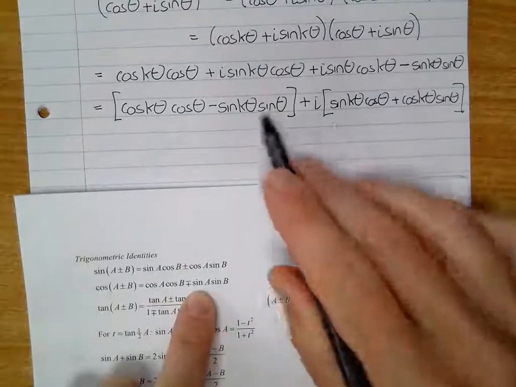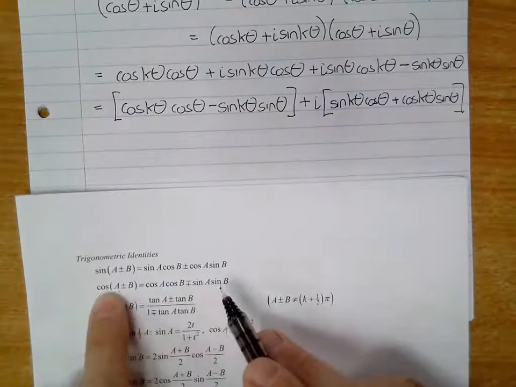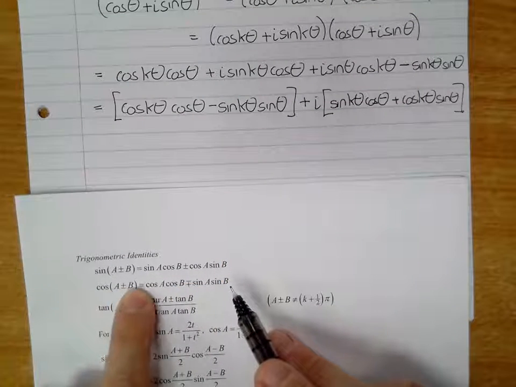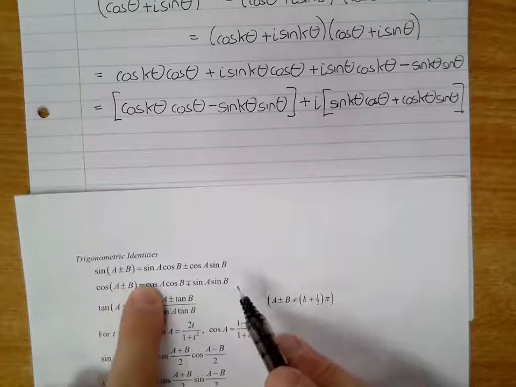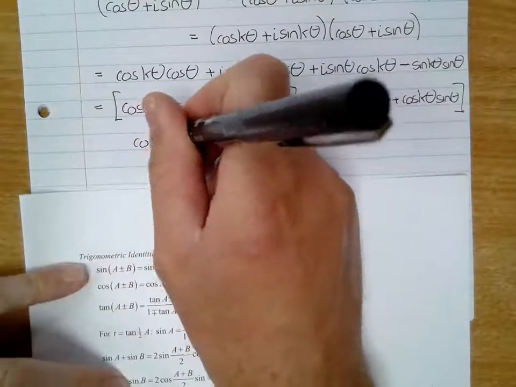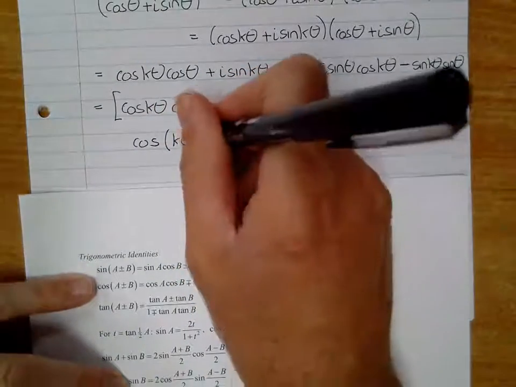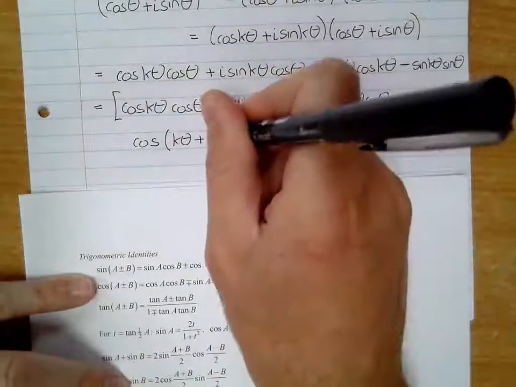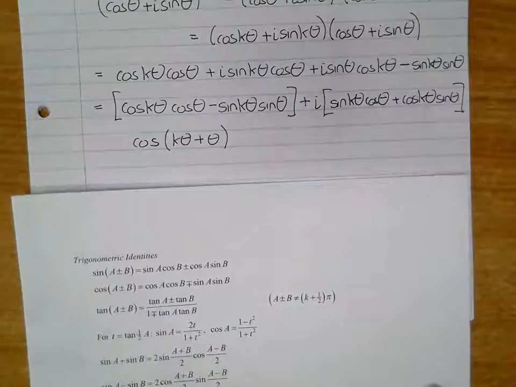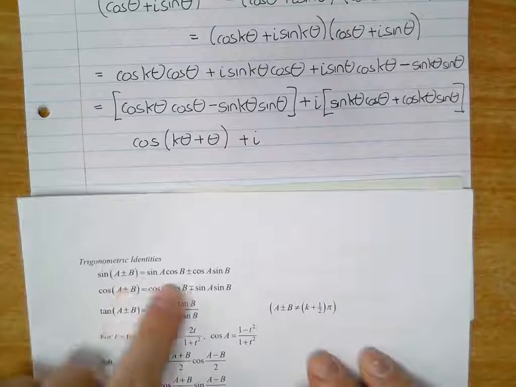And then I've got sine A, sine B with a minus sign. So it's the top version of this. So it's cos of A plus B. So in other words, the whole of that can be replaced with cos of, open bracket, K theta plus theta. Like that. Clever stuff.